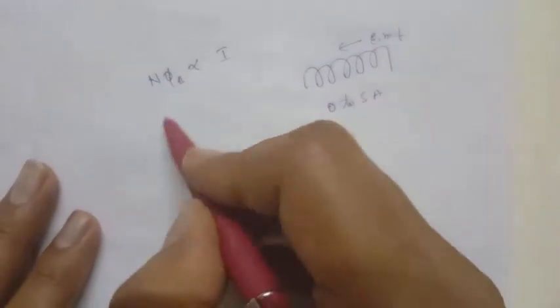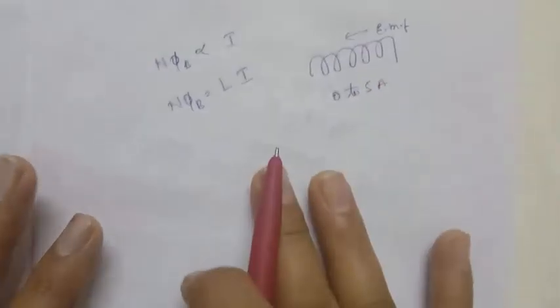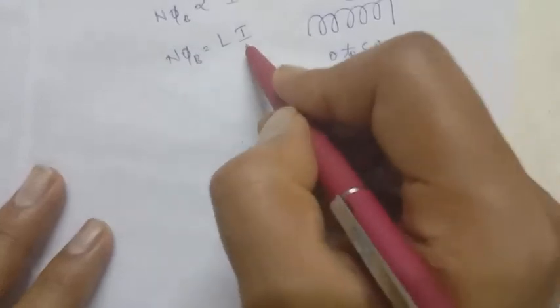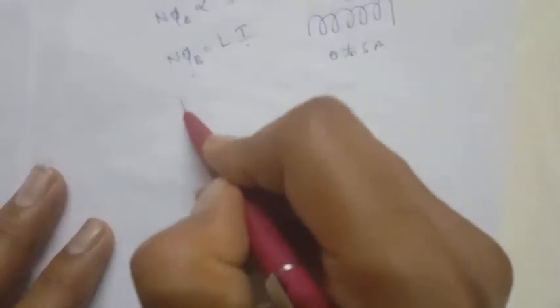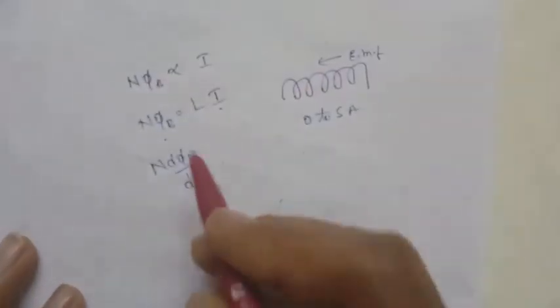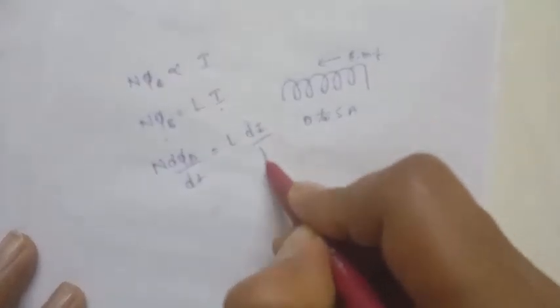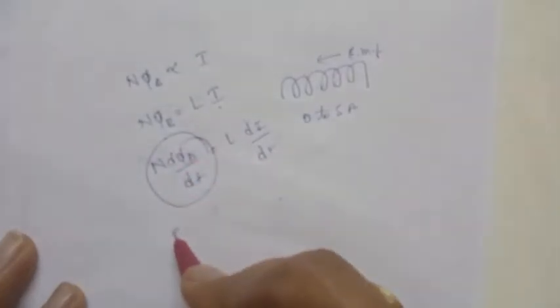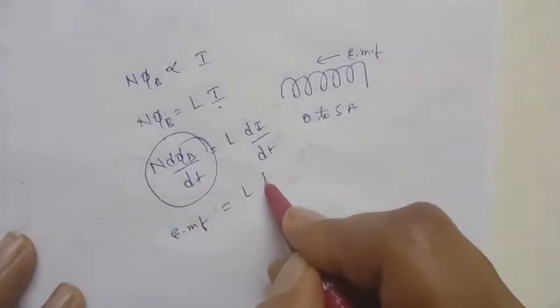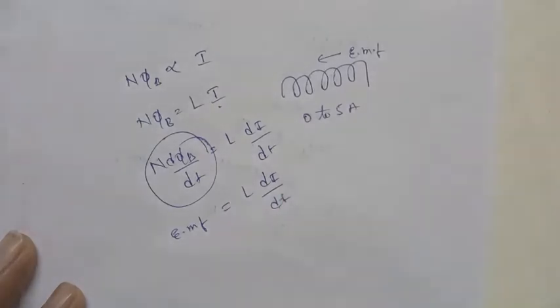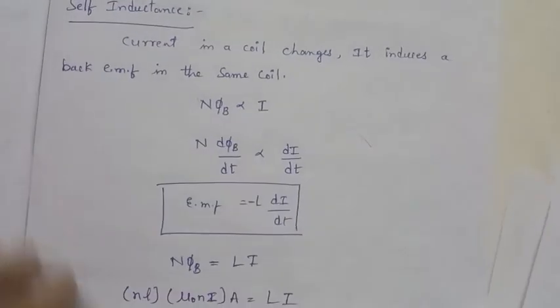N into phi B is directly proportional to I. So N phi B is equal to L I, where L is the self-inductance. And when the current changes, the flux changes. N into d phi B by dt is equal to L into dI by dt. So this is nothing but the EMF. EMF is equal to L into dI by dt. So simple, basic one it is.